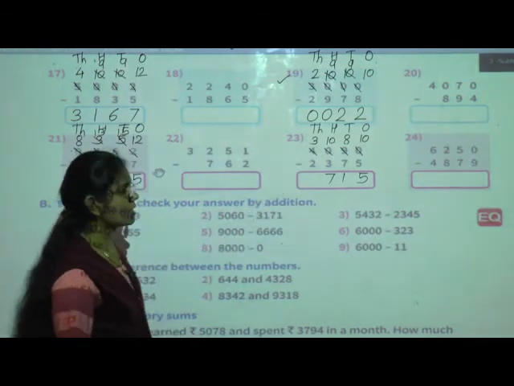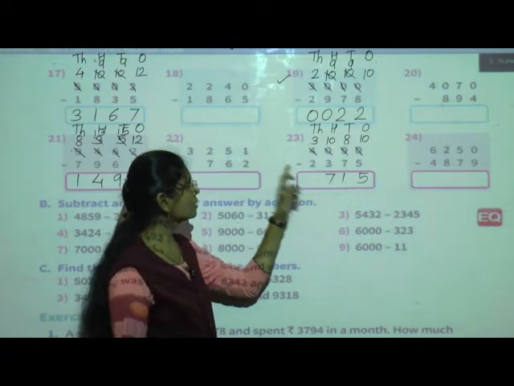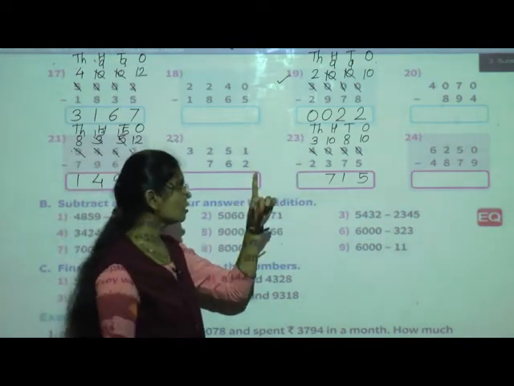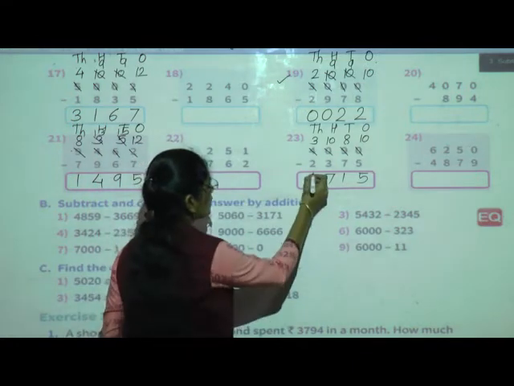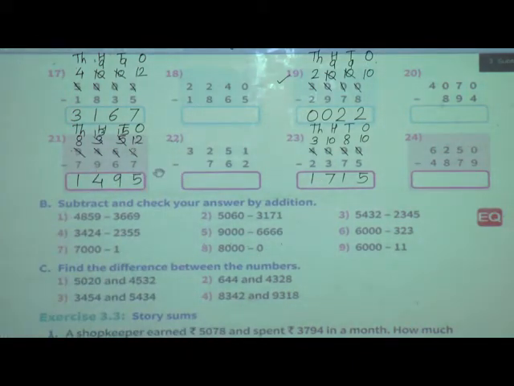See the thousands place now. In the first number now there are 3000 and in the second number there are 2000. So 3 minus 2 is equal to 1. So we'll write 1 at the thousands place. Okay, so students, in this way we have completed question number A. Today we have solved only the odd number sums and the remaining even number sums you have to solve on your own in the textbook itself.